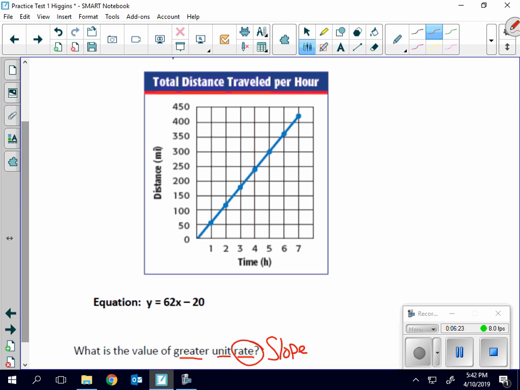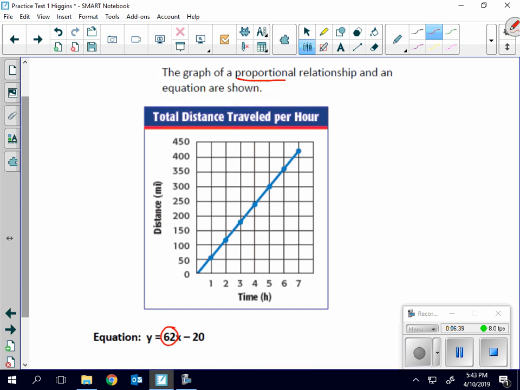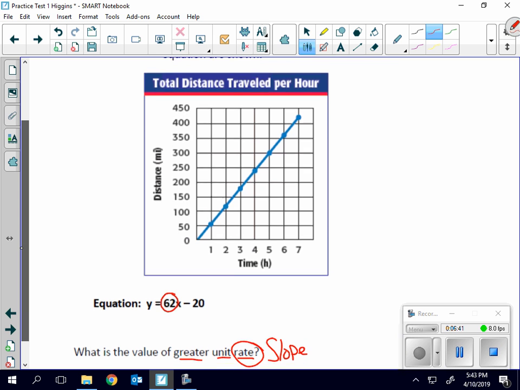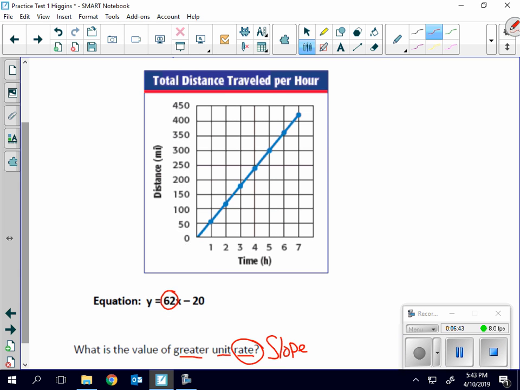In your equation that you wrote down, please circle your slope. You should have circled 62. So that one is 62. Let's find the slope of this graph. Well, it's a proportional relationship. It did say it right here. So that's easy. I just take 1y over 1x.